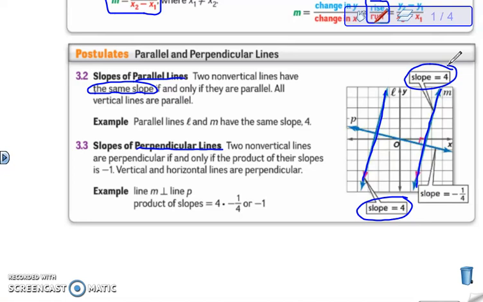For perpendicular lines, they're not going to have the same slope because they need to cross, but they're going to have a specific type of slope in order to cross exactly at a right angle. So the pattern in the slopes for perpendicular lines is that they always multiply to -1. And so you may have seen this last year.